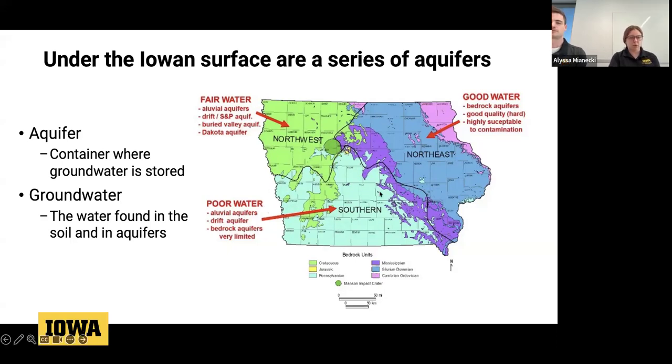And then in the southern part of the state, this is where we tend to use more surface water for drinking just because the aquifer quality is not as good. These are the alluvial aquifers and the drift aquifers, which are both those unconfined aquifers with good ties to the surface.